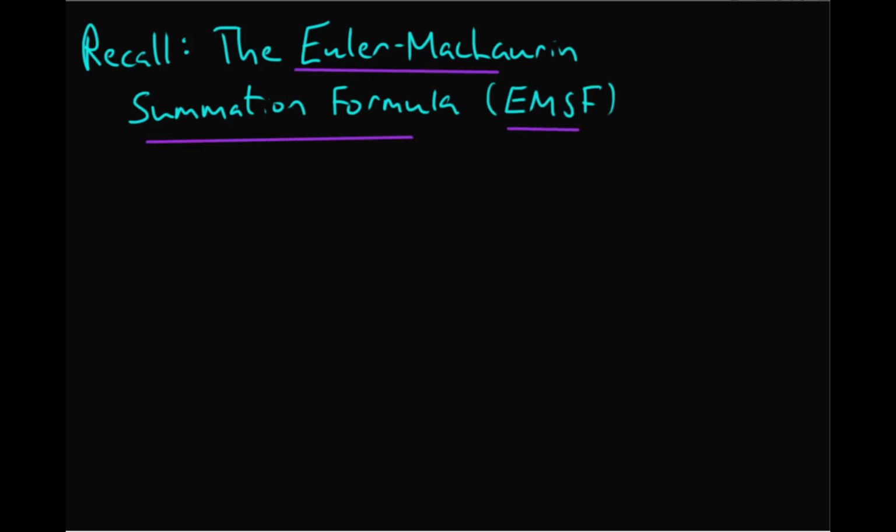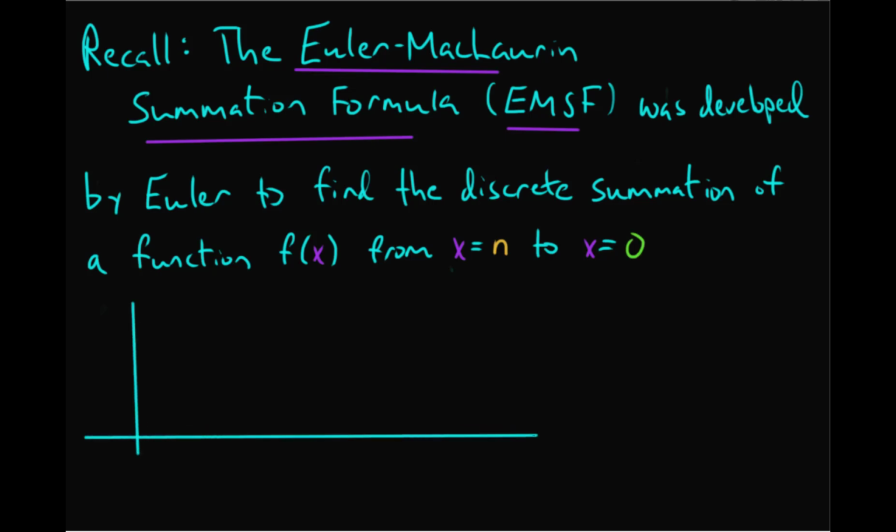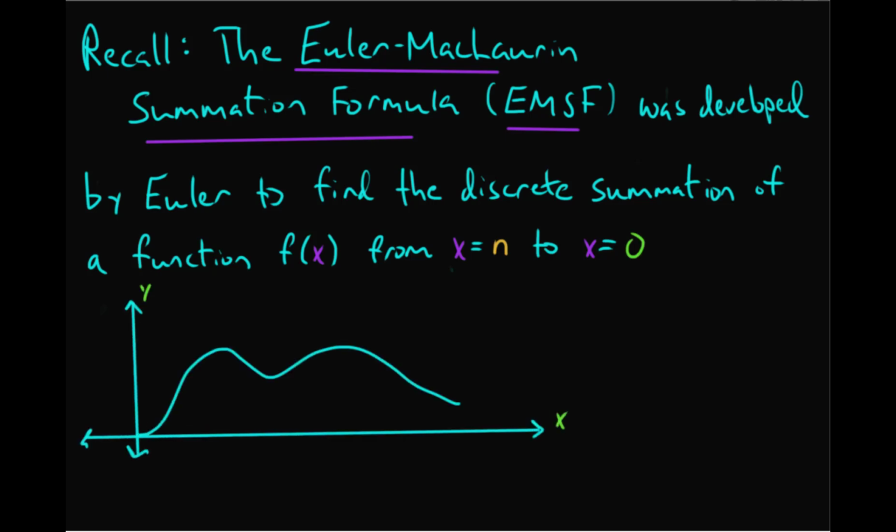Recall, please, that the Euler-Maclaurin summation formula, the EMSF for short, was developed by Euler and independently by Maclaurin to find the discrete summation of a function f of x from x equals n back down to x equals 0.